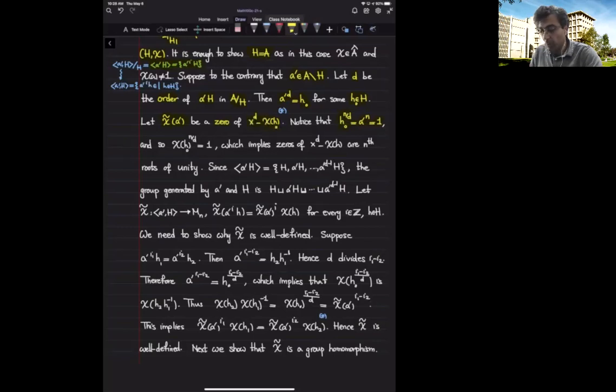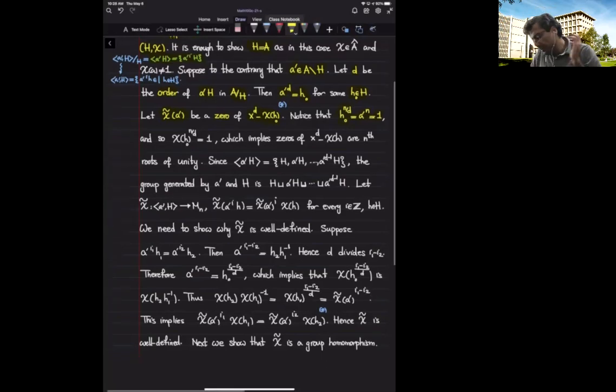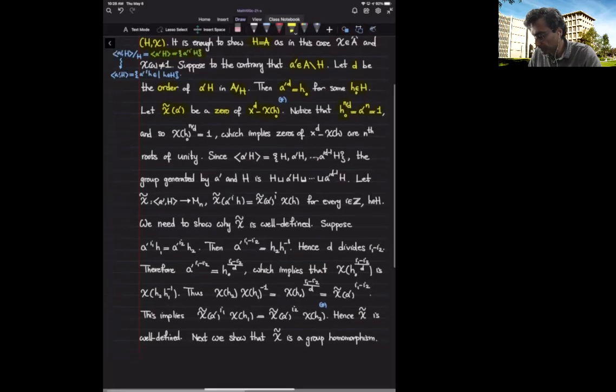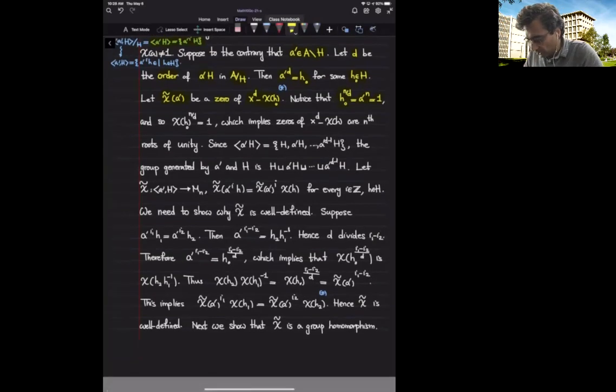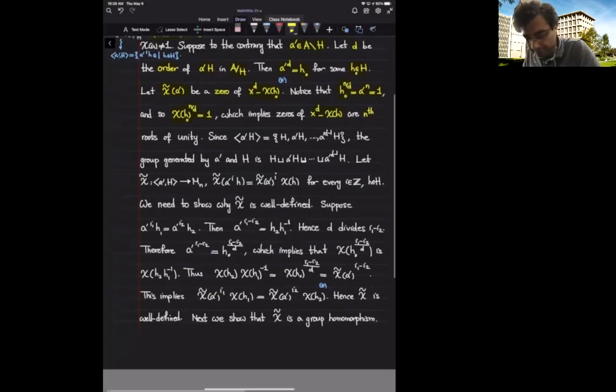So this means that the zeros of this binomial, all of them are nth roots of unity, so they do belong to mu sub n, but there are only D of them, not all of them appear as a zero of x to the D minus chi of h naught. We pick one of those zeros and assign it to A prime. So again, this argument says that chi of h naught raised to the power n over D is 1. That means that every zero of this polynomial does belong to the set of nth roots of unity, mu sub n.